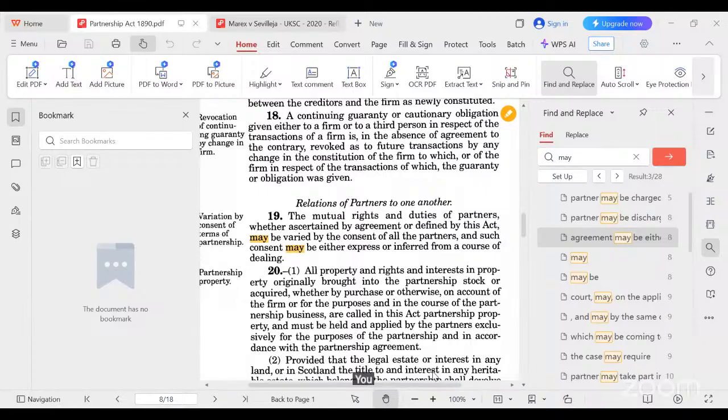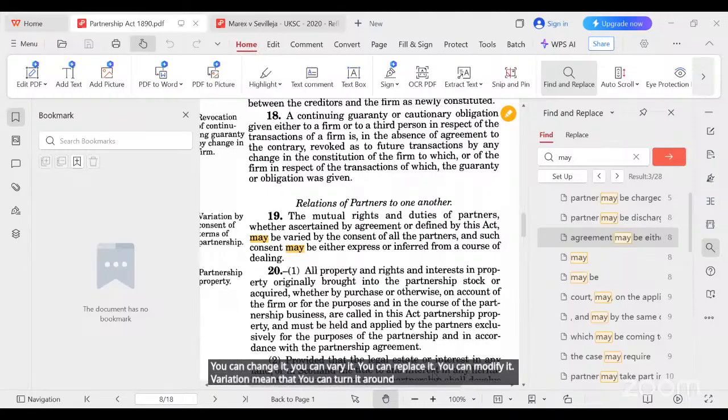You can change it, you can vary it, you can replace it, you can modify it. Variation means that you can turn it around a little bit to the right, to the left, or to the center. It's possible. That is what it means.